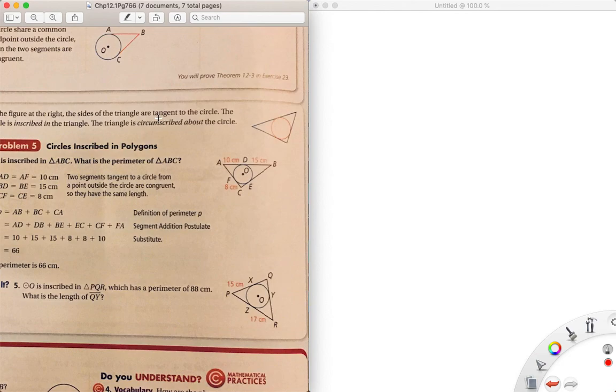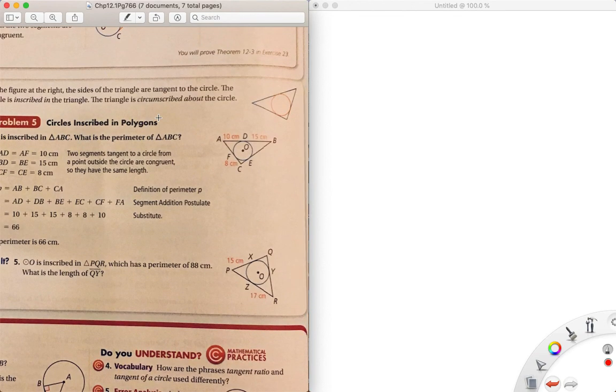So in this case, I have these circles and they want me to find the perimeter. Notice that PX and PZ are both tangent to the same spot, so these two are 15. RZ and YR are tangent to the same spot, so I know that these two are 17. These two are tangent to Q, so I know these two are the same.